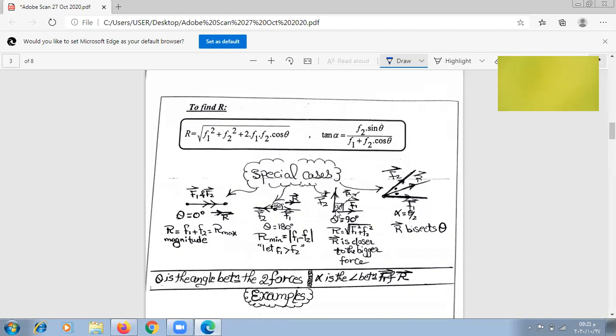Now, if the angle between them equals 90, in this case, cosine theta will be equal to 0. Cosine 90 will be equal to 0. And the resultant will be equal to the root of F1 squared plus F2 squared.